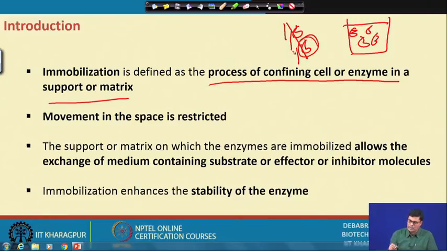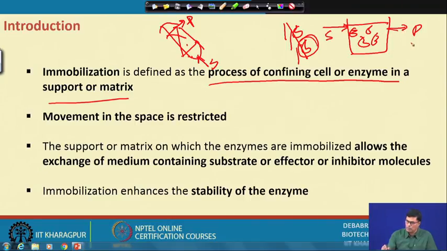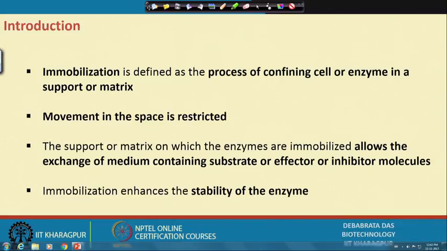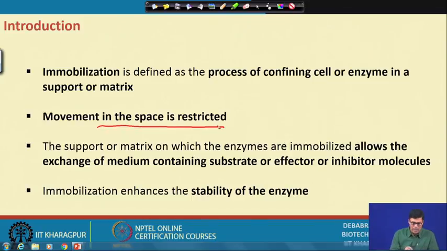The advantage is that, suppose you have a small column and you immobilize the enzyme. You can pass your substrate through and get your product at the other end. But in the free-enzyme case, when you pass your substrate and get the product, with the product you will get the enzyme also. Here you will not get much enzyme. So basically, immobilization means you are fixing the enzyme on a solid matrix, and its movement is restricted. That is the major thing.